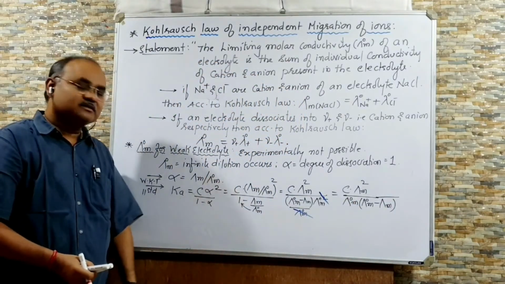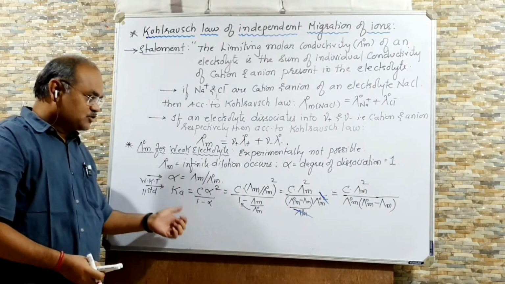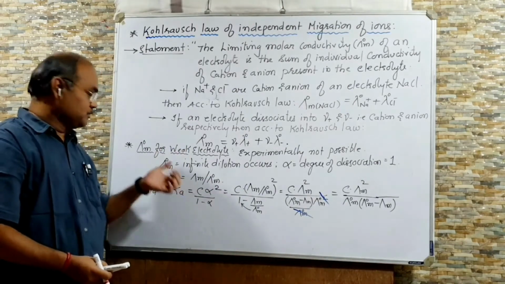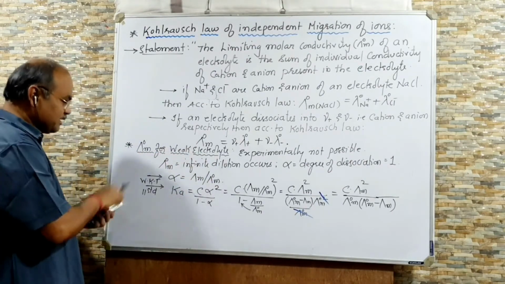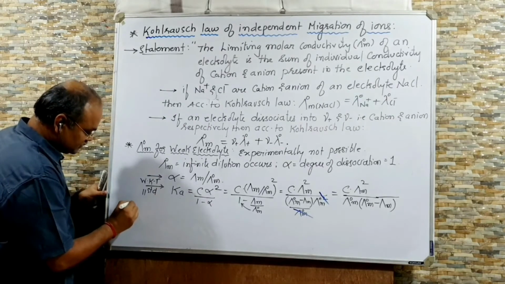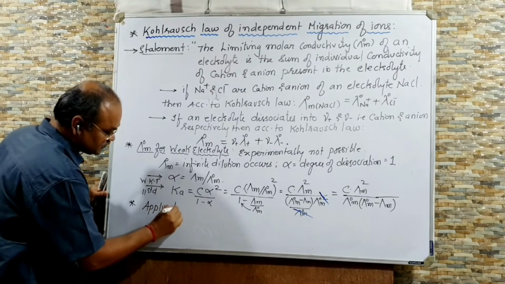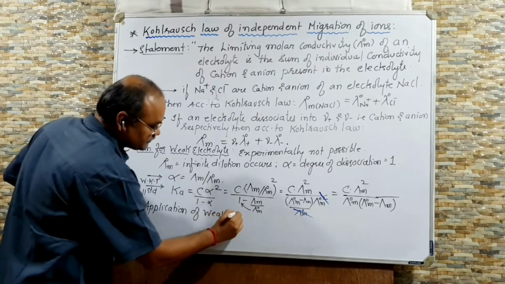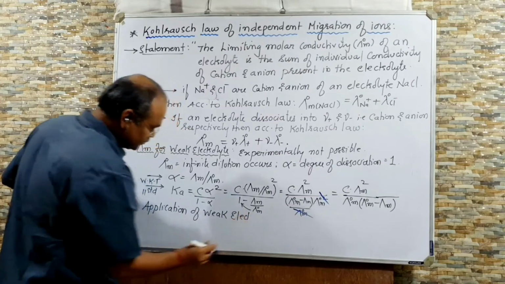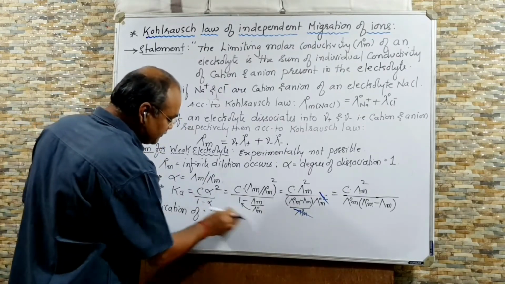They are asking in numericals. Now the last topic is application of Kohlrausch's law, and using Kohlrausch's law we will find out lambda 0 m for weak electrolyte. So the topic is application of Kohlrausch's law to find out lambda 0 m for weak electrolyte.